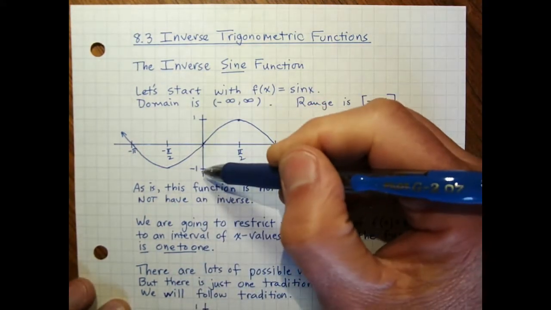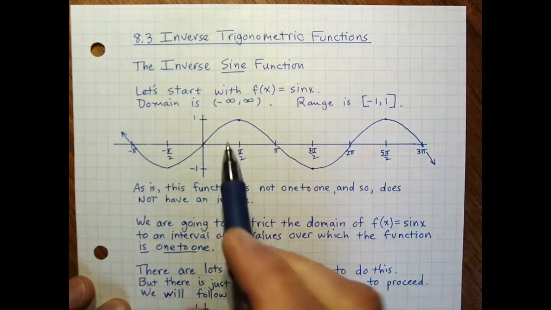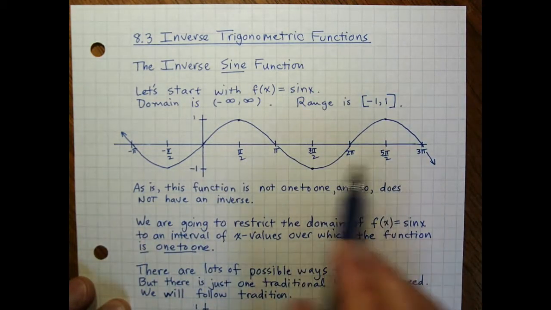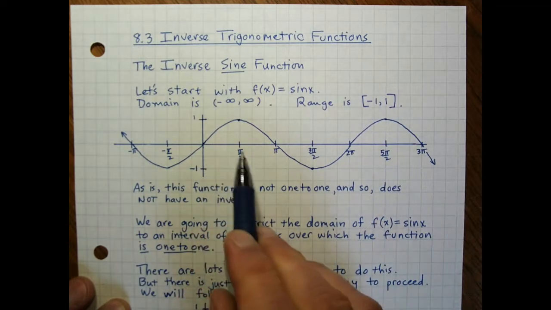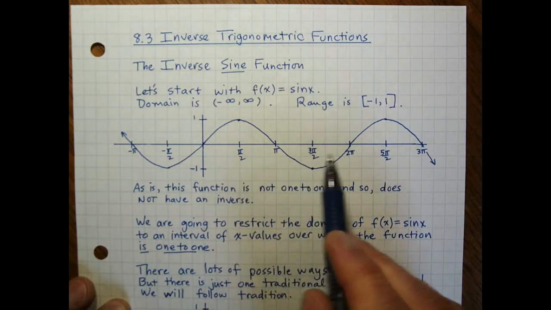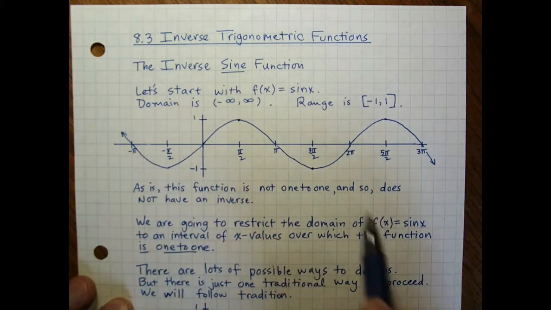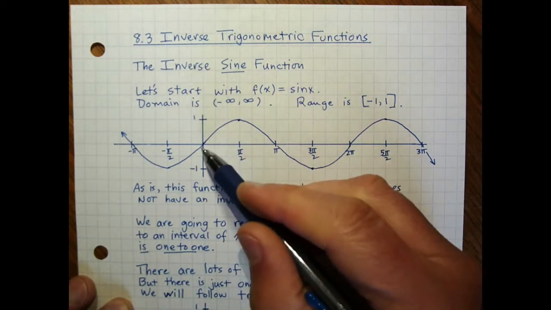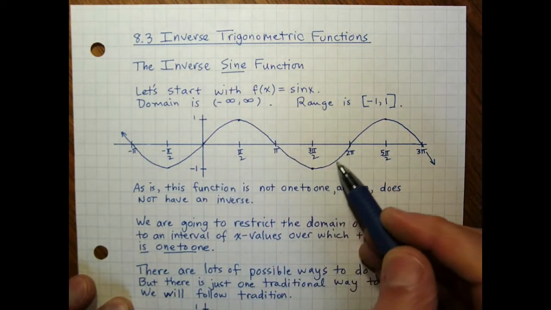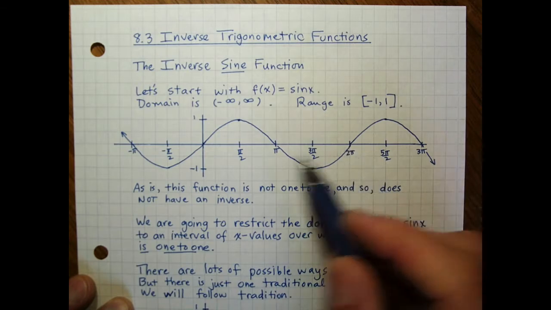It takes values between -1 and 1. And I've sketched more than one period here. I have pi over 2, pi, 3 pi over 2, 2 pi, etc. labeled. We're familiar with the fundamental period from 0 to 2 pi.